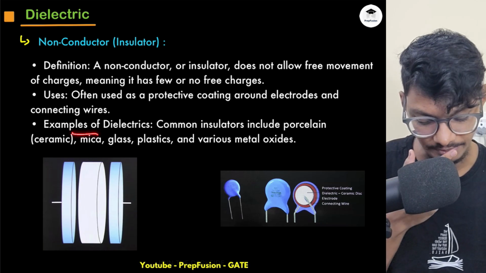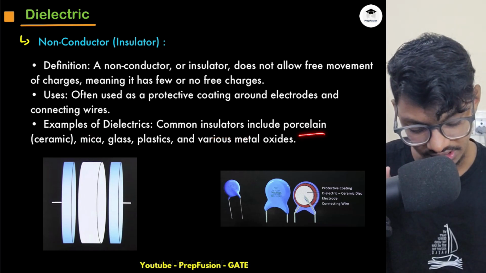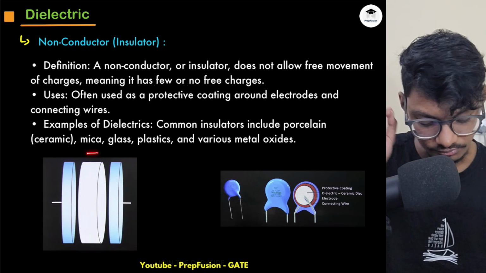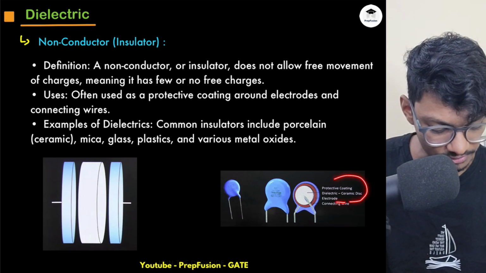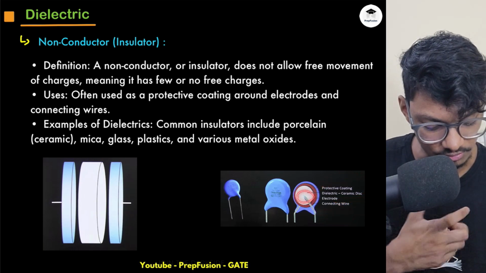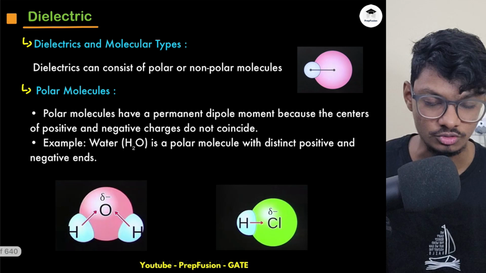What are the examples of dielectrics? Common insulators such as porcelain, ceramic, mica, glass, plastics. These are common examples of dielectrics. Okay, this is the protective coating around a metal plate. So these are a few things that you should know.